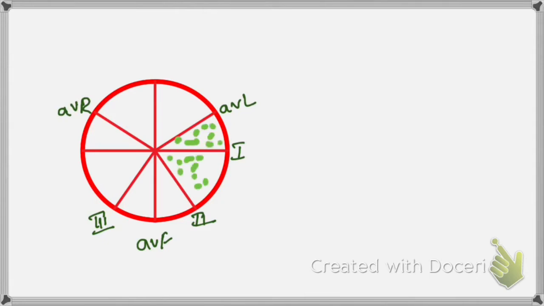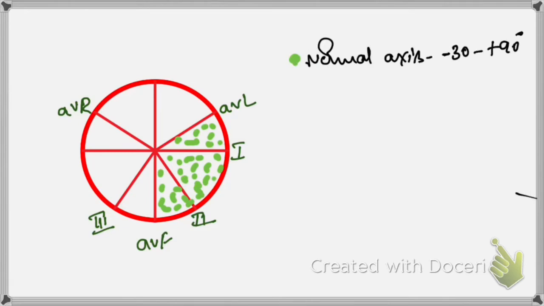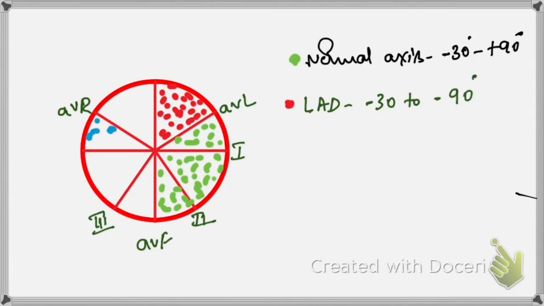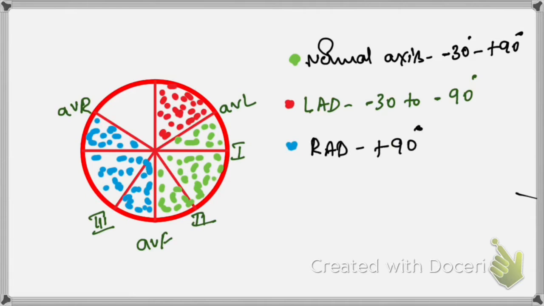So this is the cardiac axis, right? The normal axis is usually between AVF and AVL, that is, the normal axis is minus 30 to plus 90 degrees. The red part indicates left axis deviation, that is minus 30 to minus 90 degrees. The blue dots indicate right axis deviation, that is from plus 90 to plus 150 degrees.